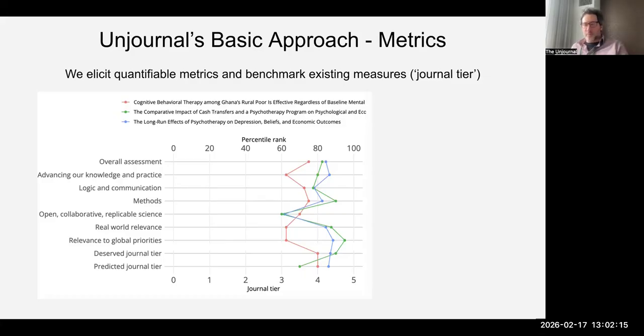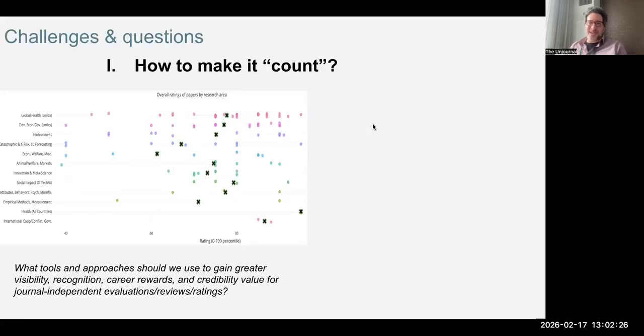And here we see several papers being compared on our dashboard. These are machine readable signals that could be fed into discovery and recommendation systems. Eager to hear your ideas on how to make that happen and to work with you. How do we make it count? This is one of the biggest challenges.